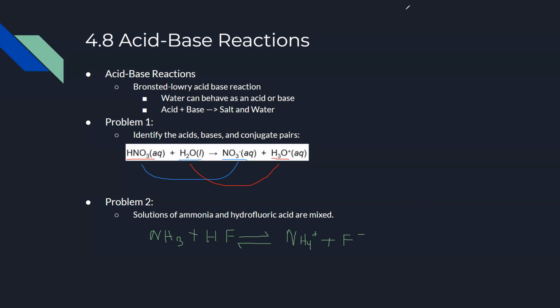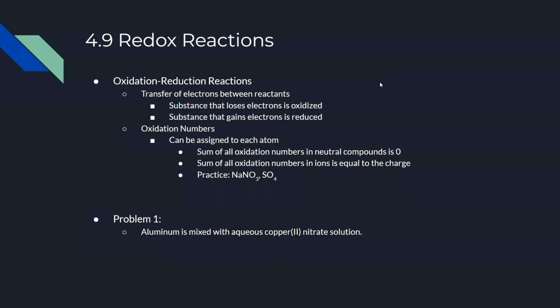So clear all drawings, and let's go on to finally redox reactions. An oxidation-reduction reaction is when electrons are transferred between the reactants. The substance that loses electrons is being oxidized, while the substance that gains electrons is being reduced. An oxidation number can be assigned to each atom, and the sum of all oxidation numbers in neutral compounds is 0, while the sum of all oxidation numbers in ions is equal to the charge.